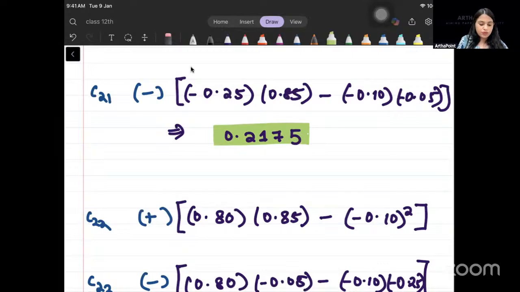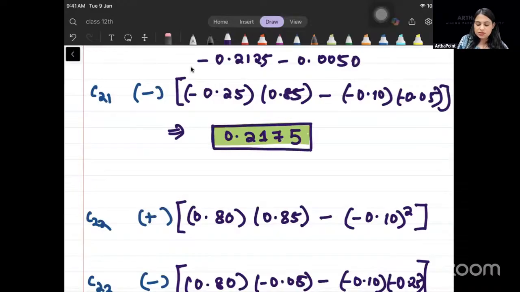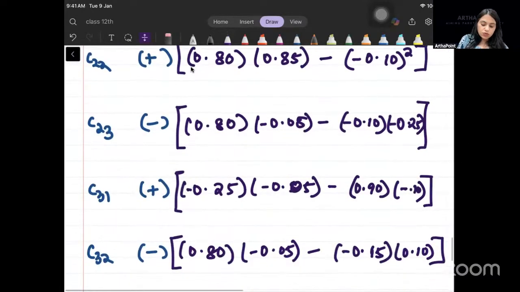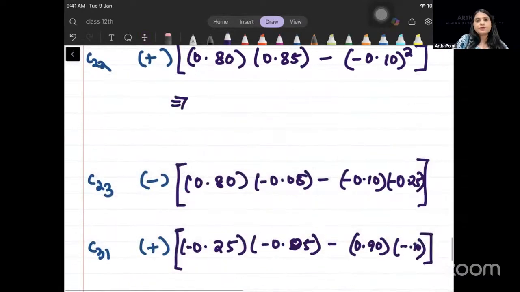I'll just verify it. So 0.85 into 0.25 is giving me minus 0.2125. And this is giving me minus 0.005. So yes, this is 0.0050. So this becomes 0.2175 with a negative sign. Correct. This is right.